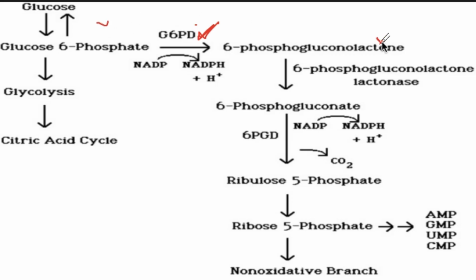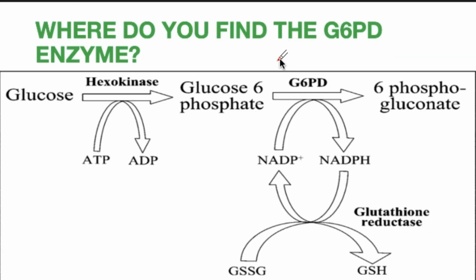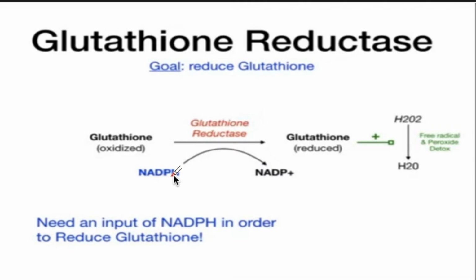In the process of doing so, the coenzyme NADP is reduced to NADPH. Guys, this is the game changer. NADPH is taken up and fed into the glutathione pathway, where oxidized glutathione is reduced into reduced glutathione.